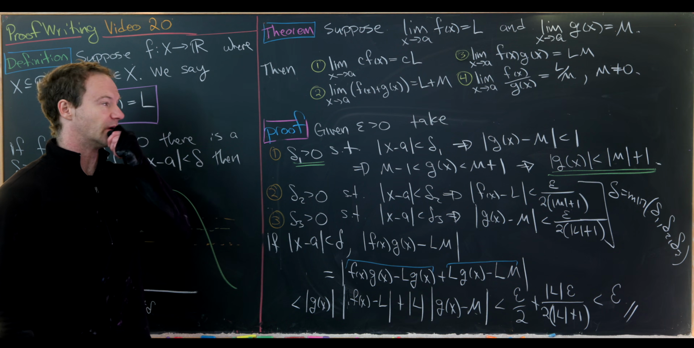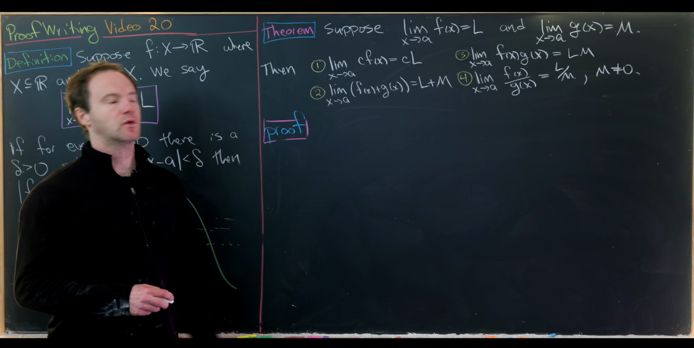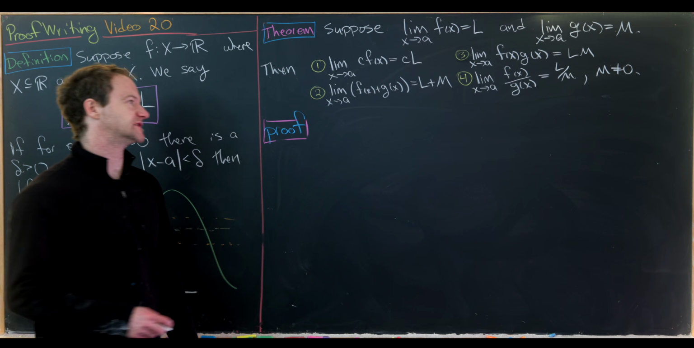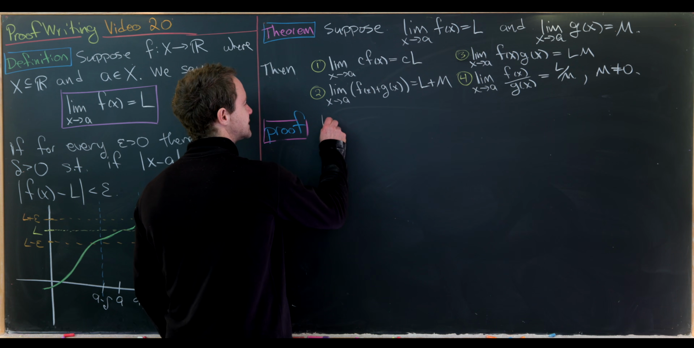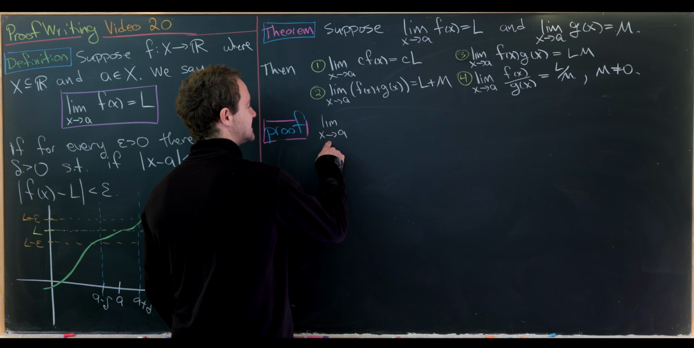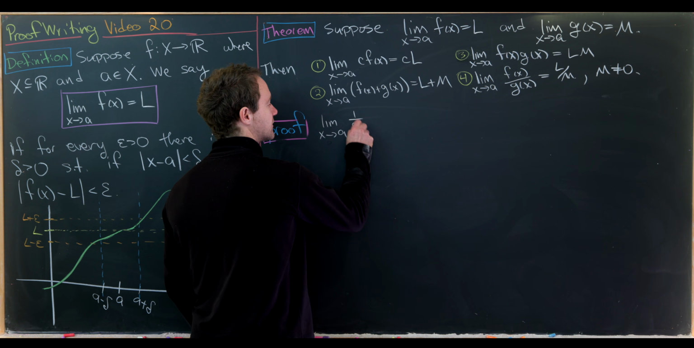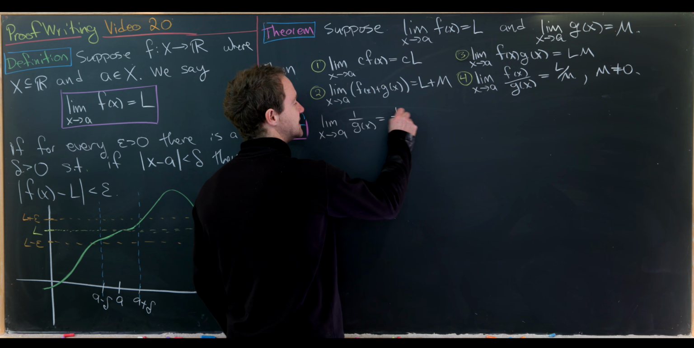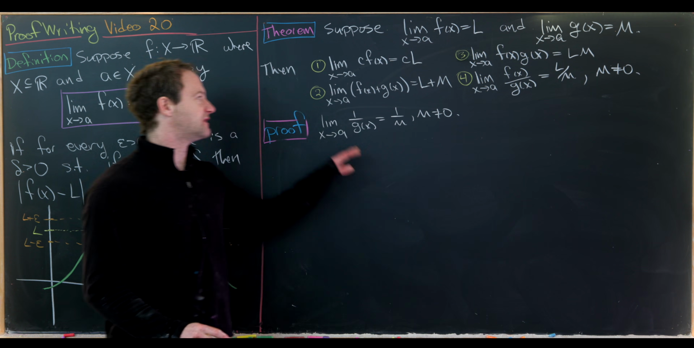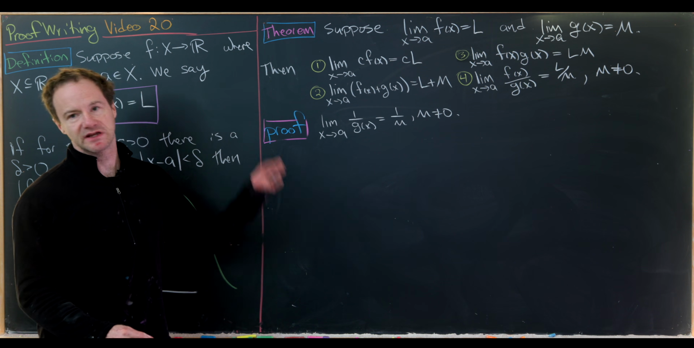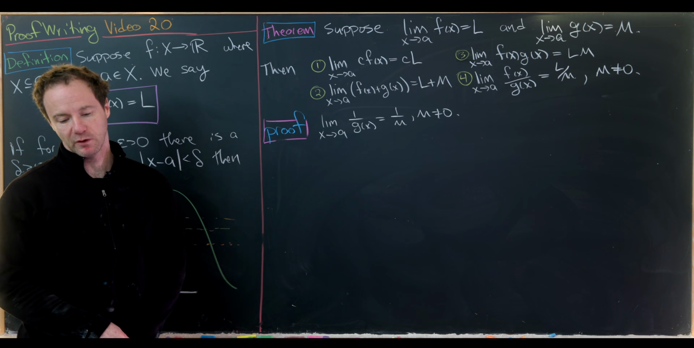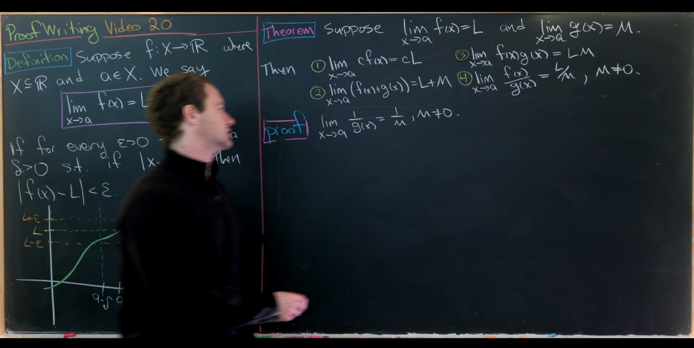Okay, so now let's do our quotient rule. Now let's work on our quotient rule, the last thing that we need. But we're going to prove a specialized version of this. We'll prove the case when f of x is equal to 1. So we'll prove the limit as x goes to a of 1 over g of x is in fact equal to 1 over m if m is not equal to 0. But that combined with the product rule would give us exactly what we wanted there. Okay, so let's do that.